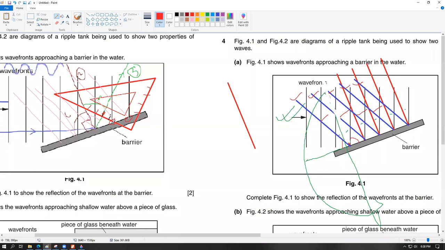Beautiful. Or vice versa, if you don't want to use a set square for drawing these lines, you can also use a protractor. Using a protractor can prove to be even more useful. Let me show you how.